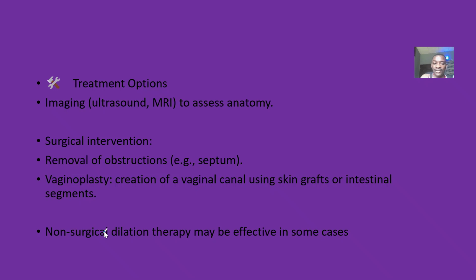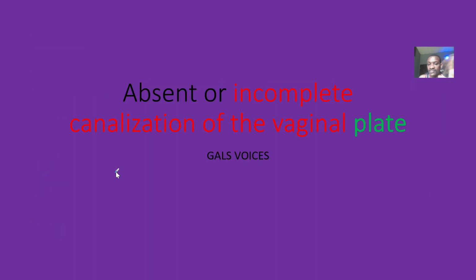Treatment options: imaging, you can image to see the inside, and that's basically diagnosis. Surgical intervention is basically trying to remove any obstruction and create a normal vaginal canal. So that's this process and the issues that could come up if the process is absent or incomplete.